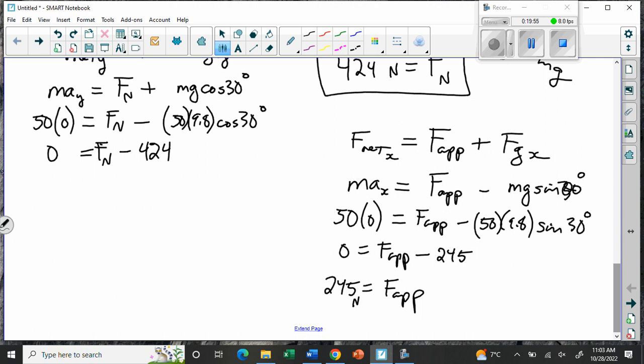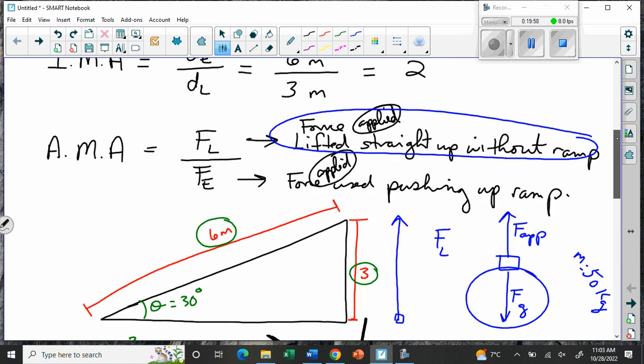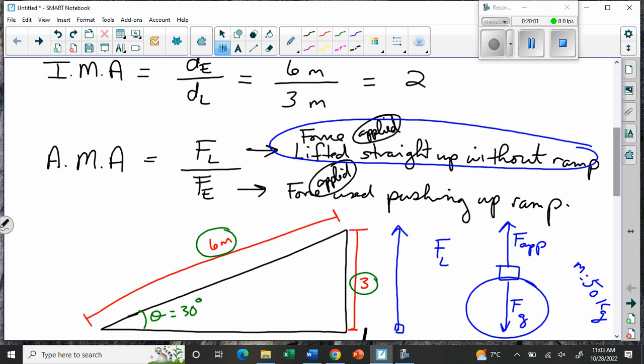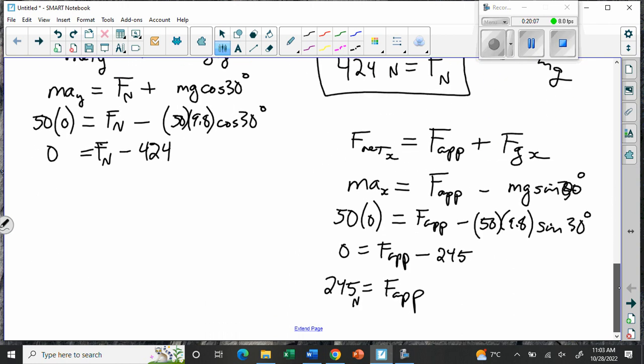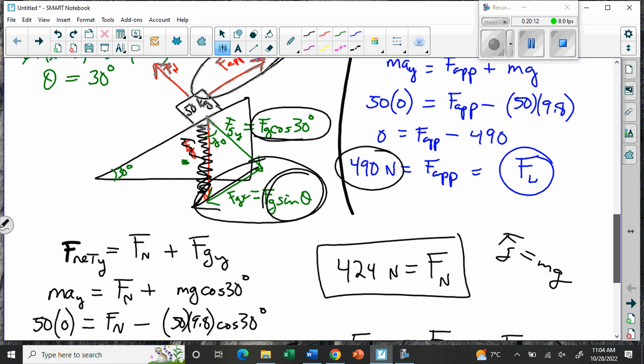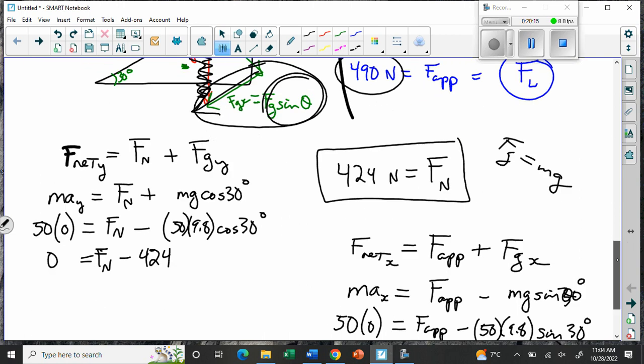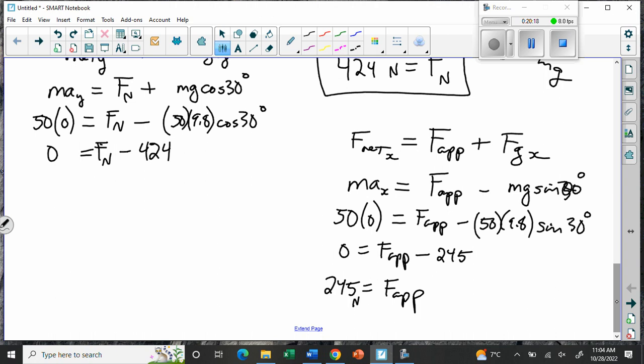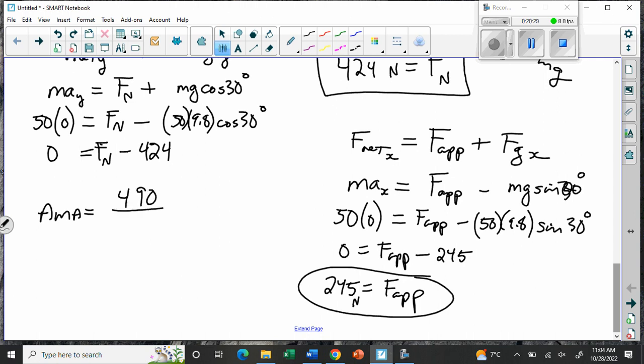if we go right back to the start of our discussion, we said that what we want here for the AMA is the load force divided by or compared to the effort force. So the load force was way up here, 490 newtons. And the applied force here, this is the effort force. So the AMA is 490 over 245. That's the load force over the effort force.